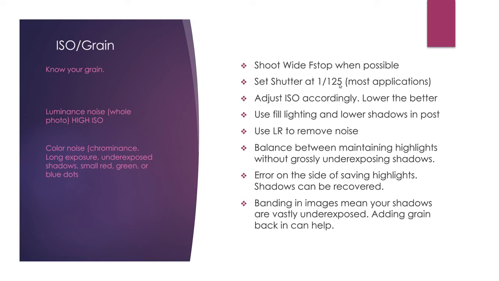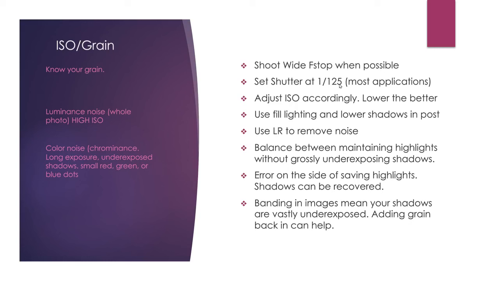Okay, so the next thing is to use fill lighting and lower shadows in post. And this again is to help with grain. When I say use fill lighting, I'm going to talk about that later, so it'll tie back into this, because I don't want to try to explain that right now. But basically, if you have inky black shadows, they're really hard to pull back without noise. So it's almost like you need to shoot balanced, slightly underexposed in the shadows and slightly overexposed on the highlights. I know everybody says expose for highlights, and that's the easiest way to tell people, but really that's not the best way, in my opinion.